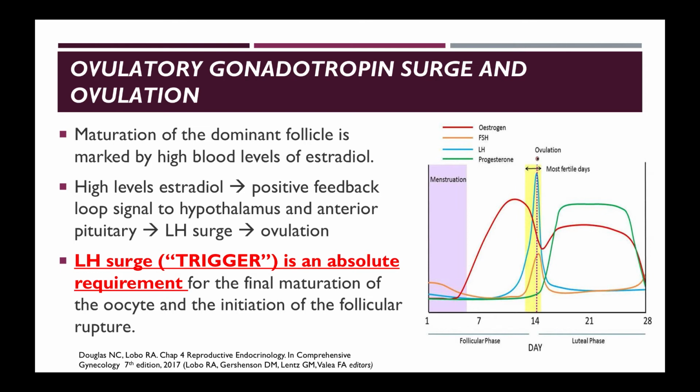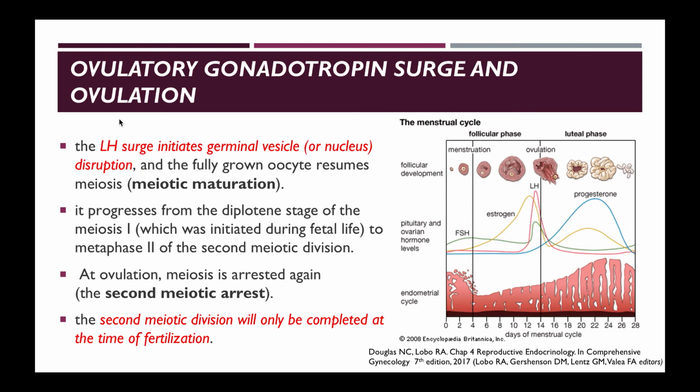The LH surge initiates germinal vesicle or nucleus disruption, and the fully grown oocyte resumes meiosis, or what we call meiotic maturation. It progresses from the diplotene stage of meiosis 1, which was initiated during fetal life, to metaphase 2 of the second meiotic division. During ovulation, meiosis is arrested again, and this is what we call the second meiotic arrest. The second meiotic division will only be completed at the time of fertilization.